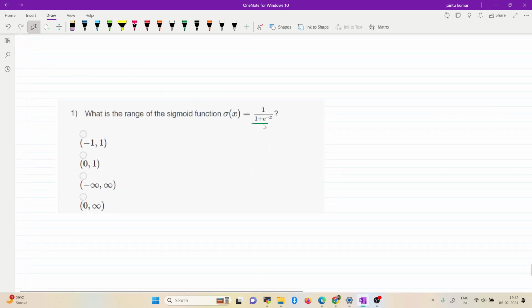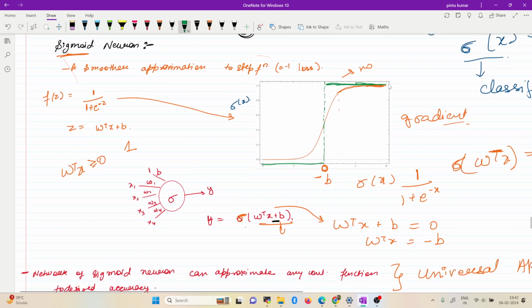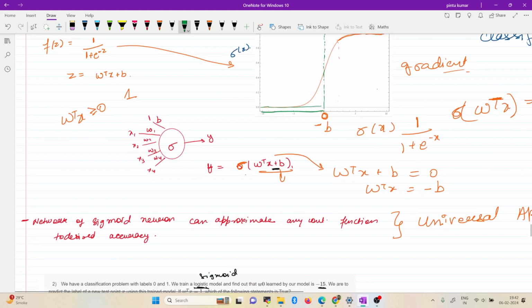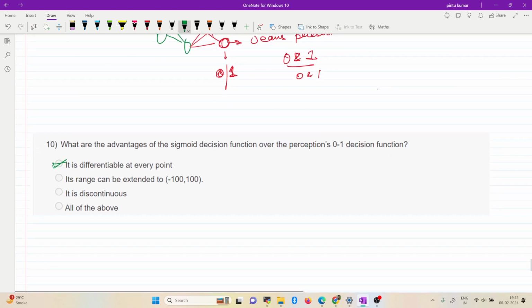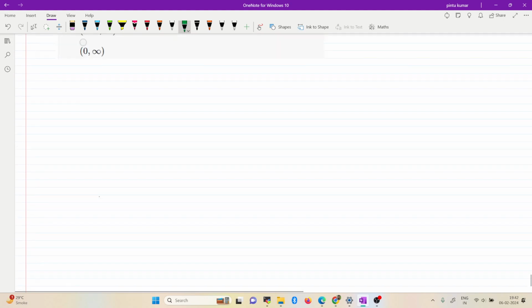What is the range of this sigmoid function? This is the question. So we have drawn it over here. The values lie between 0 and 1, and it never attains 0. So this second one is the correct option. It will never attain 0 and 1, so the other option is incorrect. The values are very close to 0 and very close to 1, that is the answer.